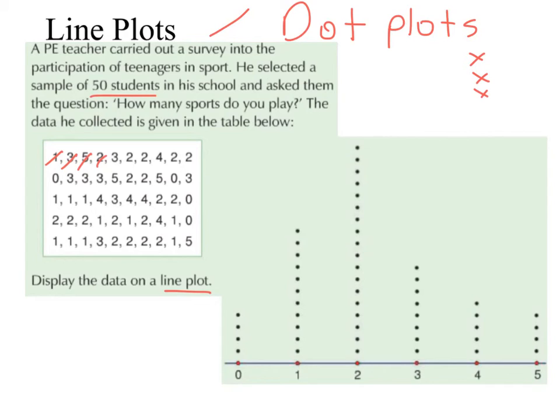And just always check at the end, count up the number of dots you have, and check it matches with the number of data values you were given. So if you add up all of these dots, you should end up at 50 because there are 50 students in total.